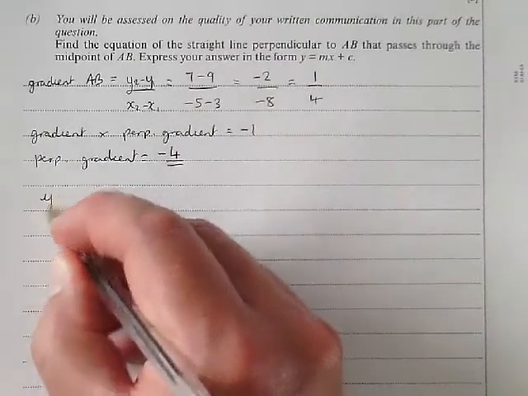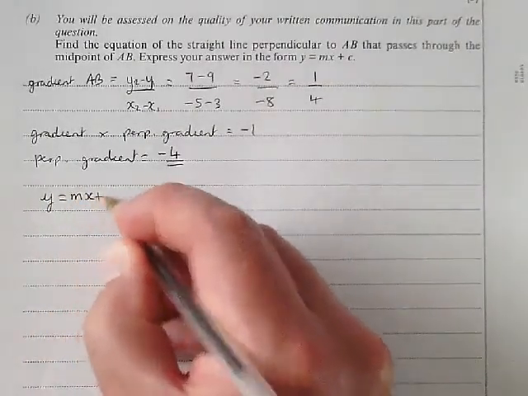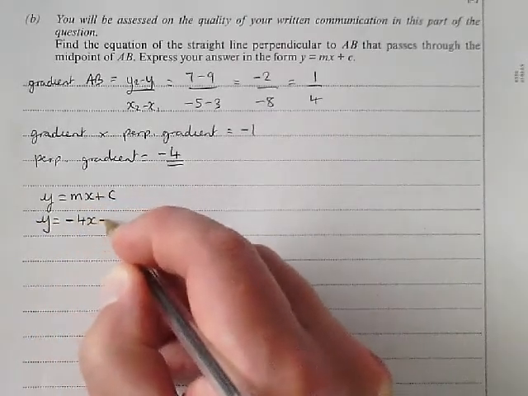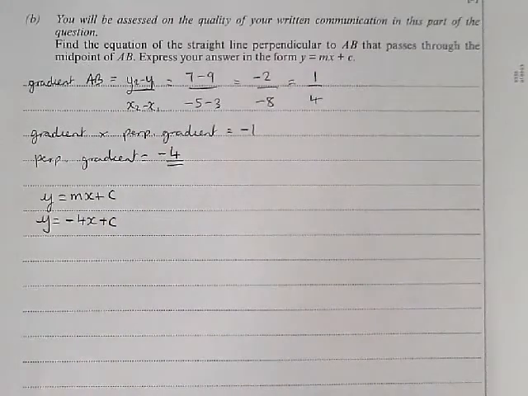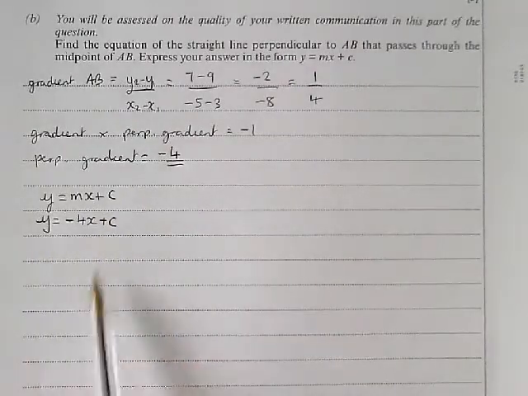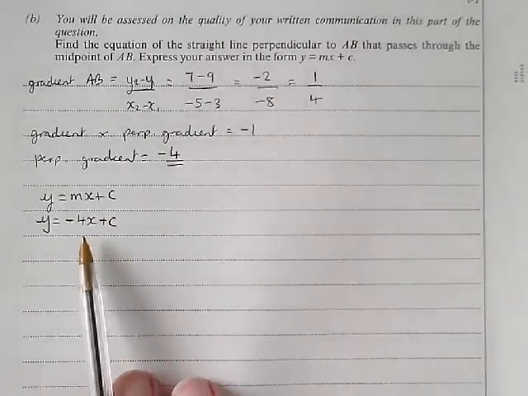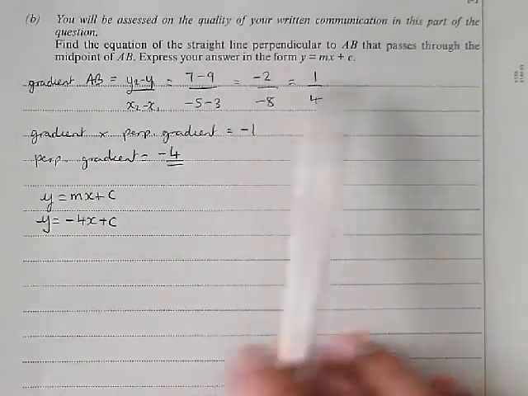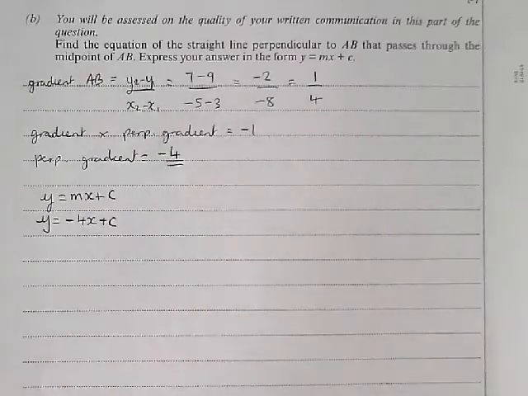We know all straight lines have the form y equals mx plus c. We now know our perpendicular gradient is minus 4, so we've got minus 4x plus c. But we need a coordinate to put into this equation to help us work out the missing c. Now that's where the second part of the question kicks in. It's going to go through the midpoint of AB.